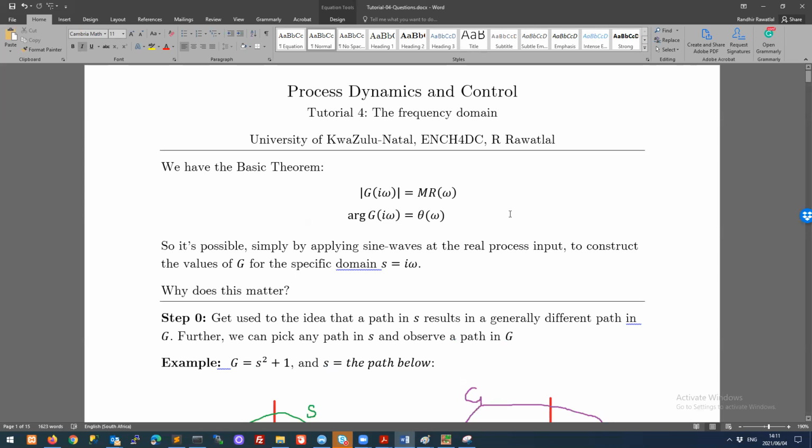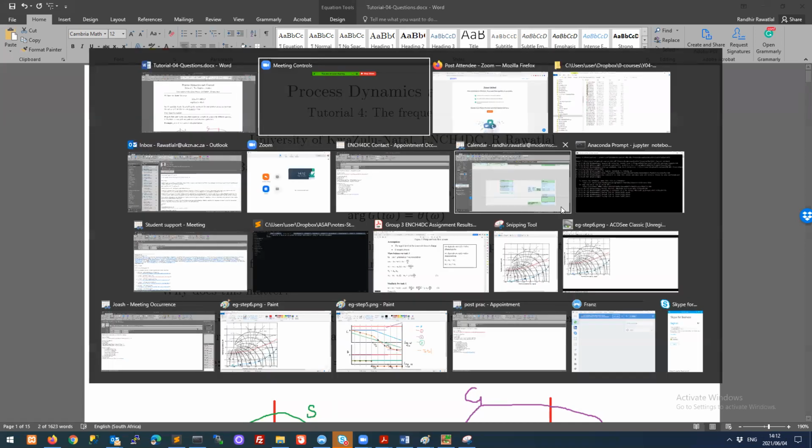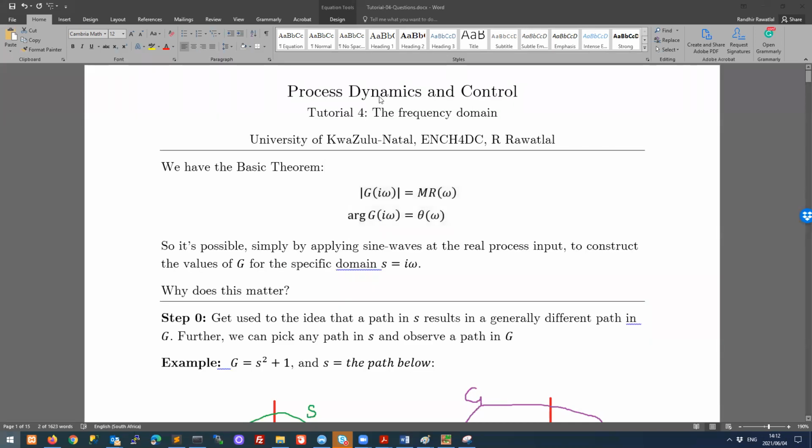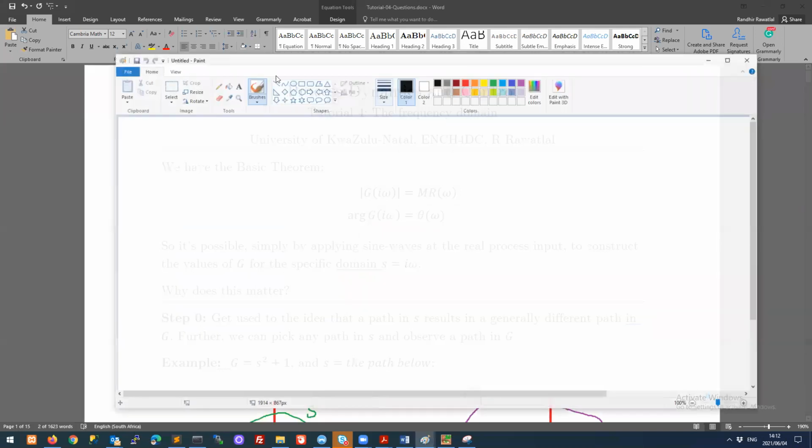Okay. So here's the basic theorem, and we showed the proof of this basic theorem last time. And we want to look at now using this basic theorem to enable our development of our control strategy system. So just first talking about what this basic theorem is telling us. It's saying that if we have the magnitude ratio as a function of omega, then we get the magnitude of g of I omega. So what that means is if we have a process, so let's just sketch it here.